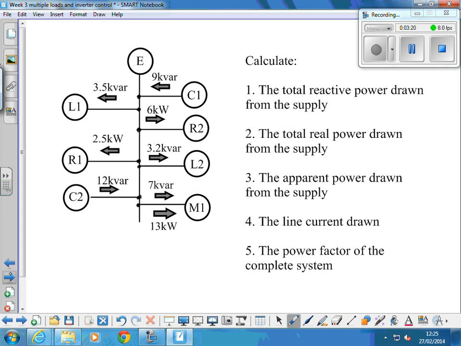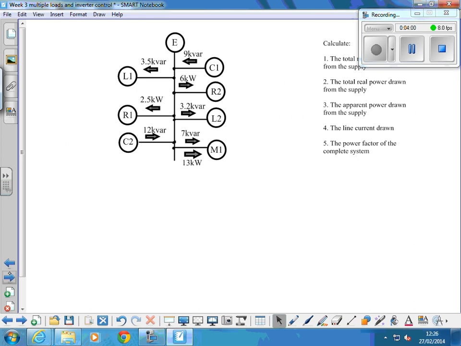So that's the system redrawn with the values from the original problem on the diagram. So we've got 3.5 kVAR of inductor there, 9 kVARs being given back by C1, and 6 kilowatts for that resistor. Here's the motor. The motor's 13 kilowatts, and that draws 7 kVARs of reactive power as well. The magnetising current is what that's all around. Okay?